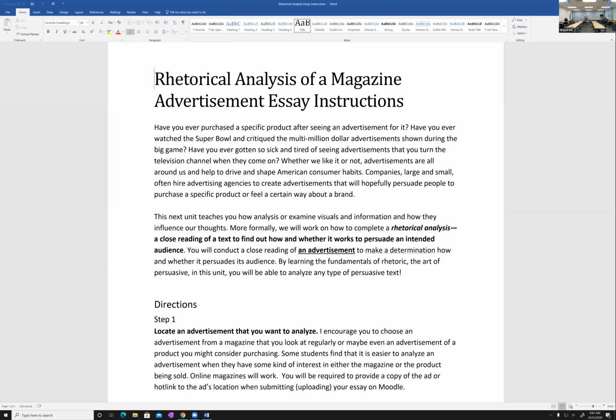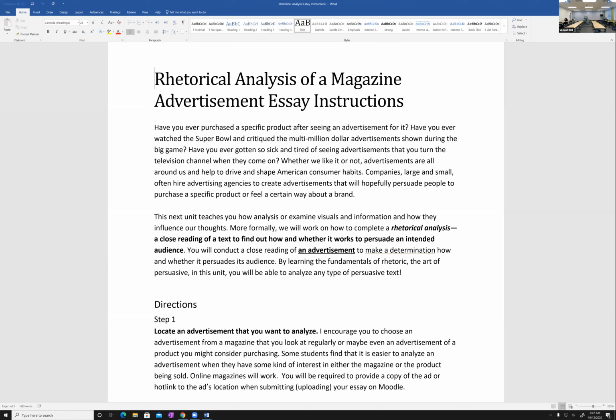Advertising is a really, really big business. Companies, doesn't matter what size they are, often hire advertising agencies to create advertisements that will be effective for their product. And when I say effective, it will hopefully persuade people to purchase their item or a specific product. Sometimes the purpose of advertising is to make you feel a certain way about a brand, not necessarily purchase, but maybe the way you perceive a brand.